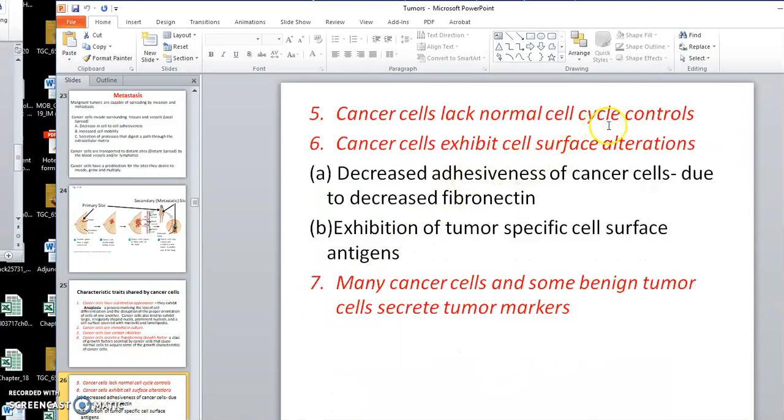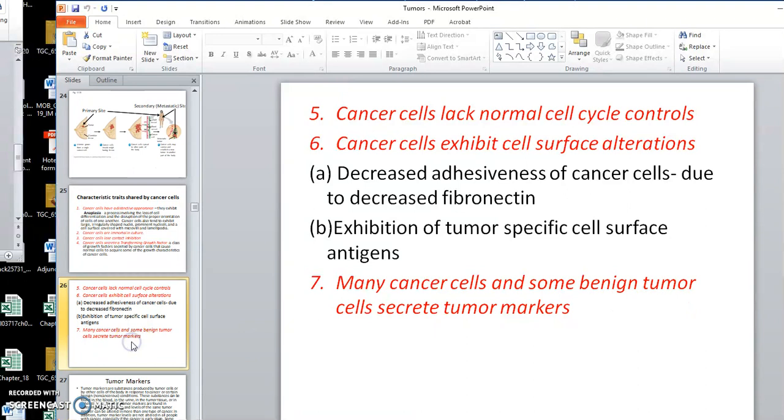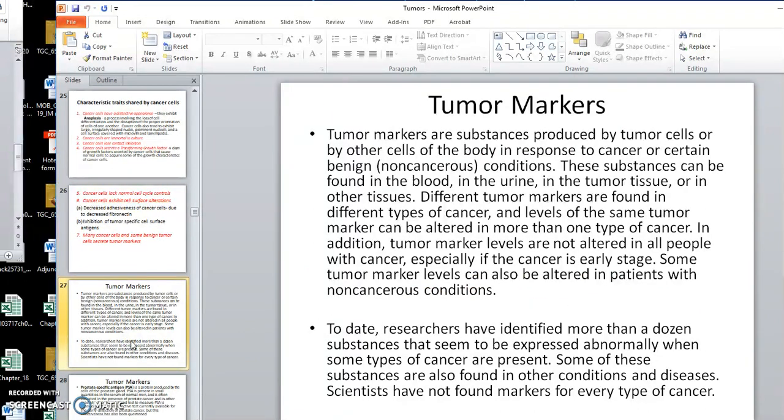They lack normal cell cycle controls. Go back to your cell cycle control. At the end of G1 was the restriction point. They lose that. Cell surface alterations. And then tumor markers. I may get a chance to speak on that. Tumor markers. They may secrete tumor markers. Oh, well, I am speaking.